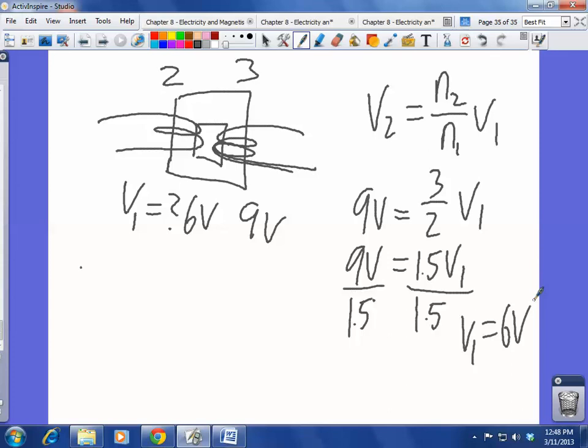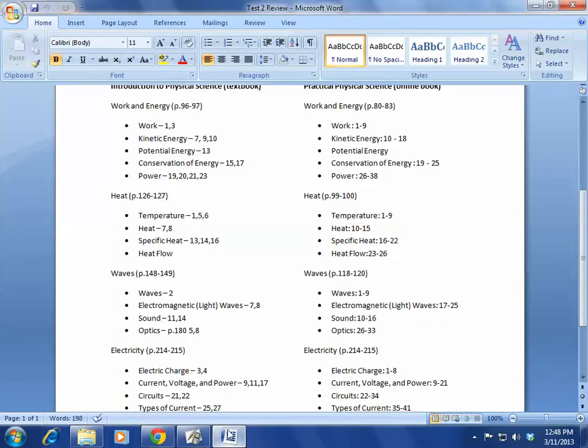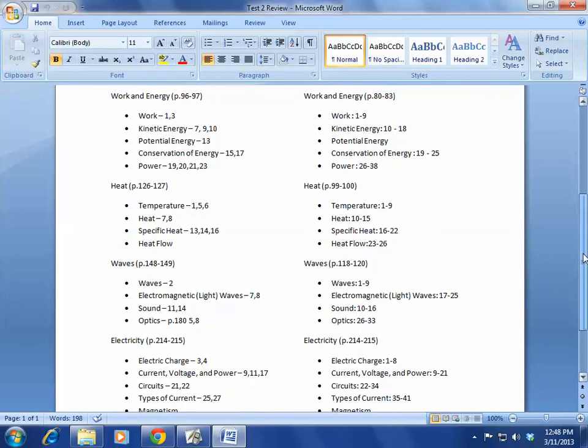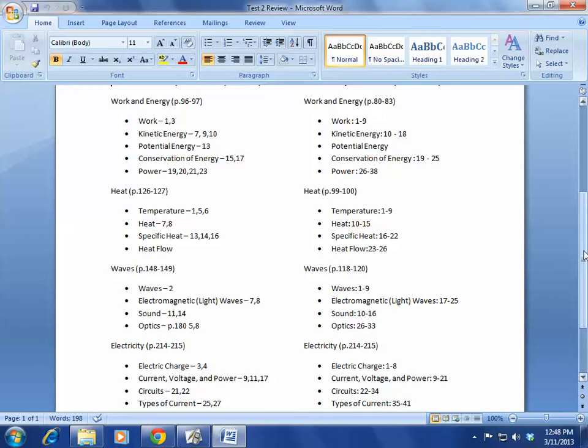All right. So now what I've done for the review is, later this afternoon, I'm going to put this same review on Joule that we had for the first test. This just goes through each of those different chapters. Remember, it's going to be on work and energy, heat, waves, and electricity. It goes through each of those chapters, discusses the individual subtopics for each of them, and then has the corresponding homework problems.